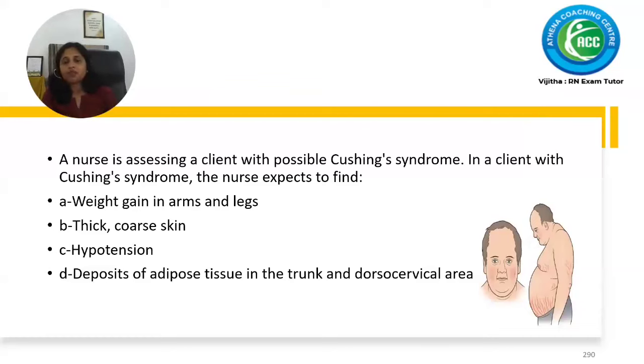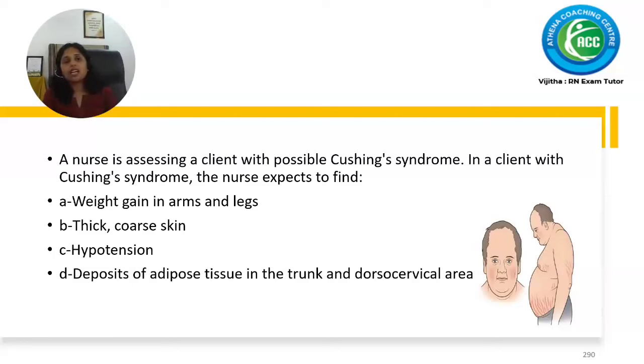Basically we can expect truncal obesity, which means the obesity is expected on the trunk, the middle portion of the body, but the arms and legs will be thin. Thick coarse hair or skin, hypotension, and deposit of adipose tissue in the trunk and dorsocervical area is called buffalo hump, which is expected. Fourth one, that is buffalo hump.